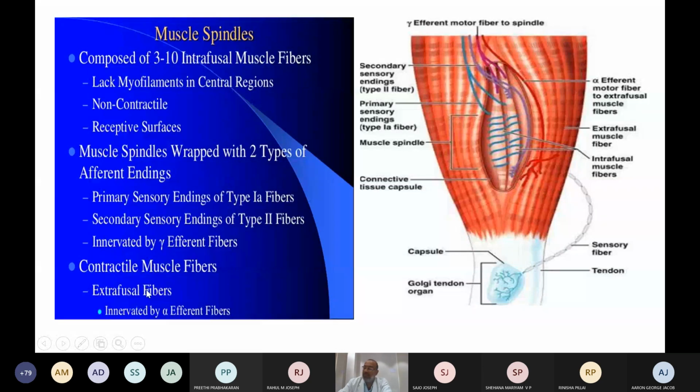Contractile muscle fibers are extrafusal fibers. They are innervated by alpha efferent fibers. So here you have to see the extrafusal muscle fibers and intrafusal muscle fibers. Extrafusal fibers are supplied by alpha efferent motor fibers. The intrafusal muscle fibers have secondary nerve endings. So you have to know about this.